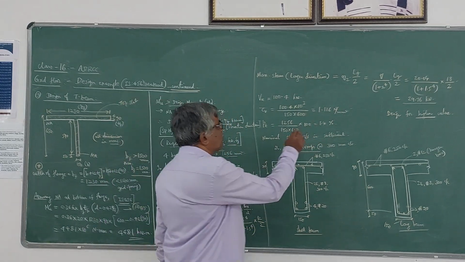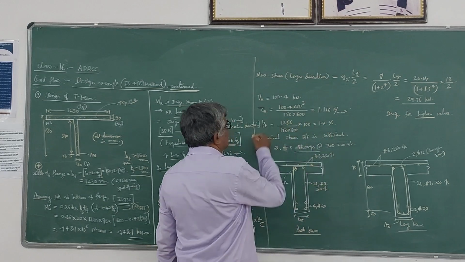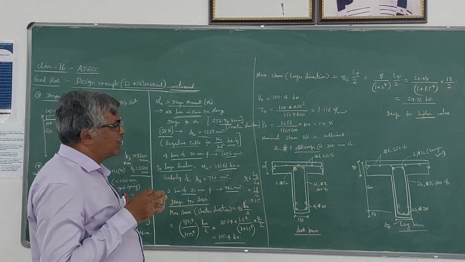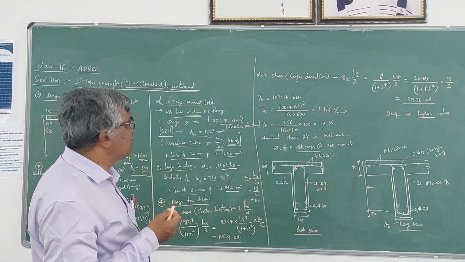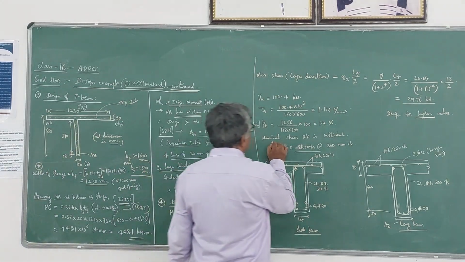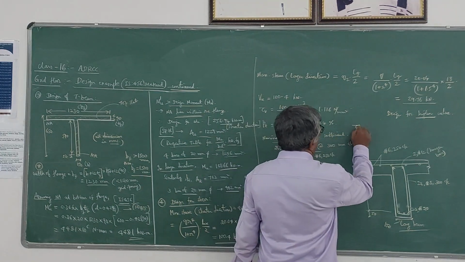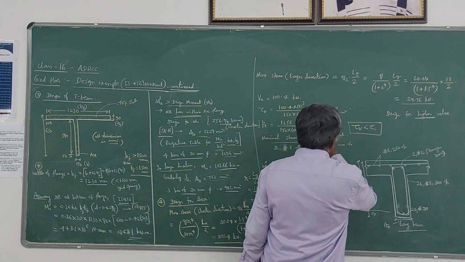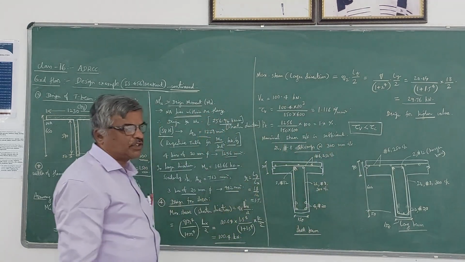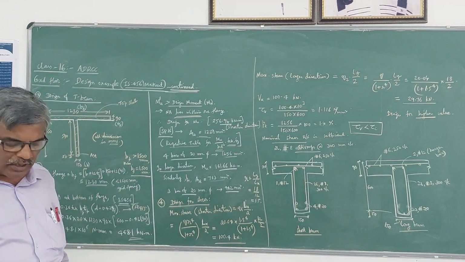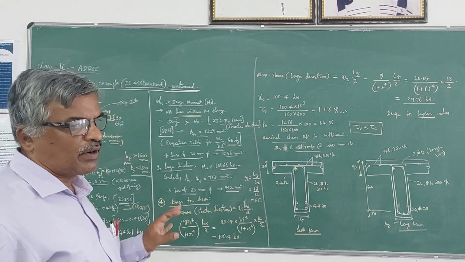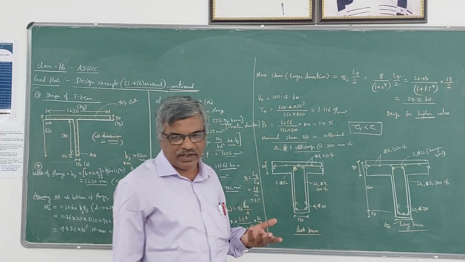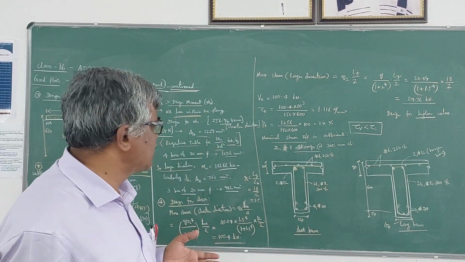So for 1.4% of steel, this value of tau c you can get from that table, and in this case you can see that tau v is very much less than tau c. Therefore, nominal shear reinforcement is sufficient. What is nominal shear reinforcement? Normally we provide 2-legged 8 mm diameter bar stirrups at 300 mm center to center. That is the minimum or nominal shear reinforcement.